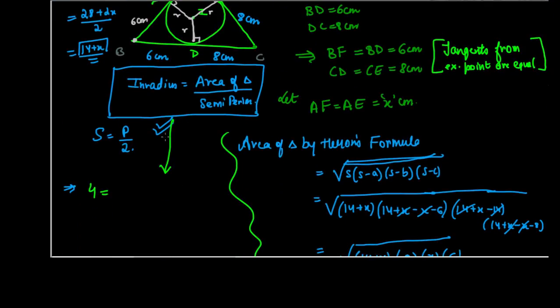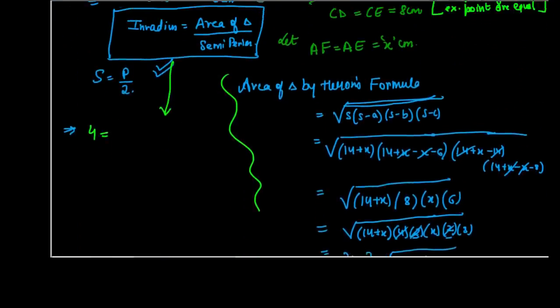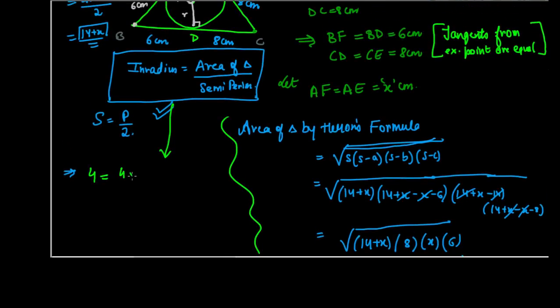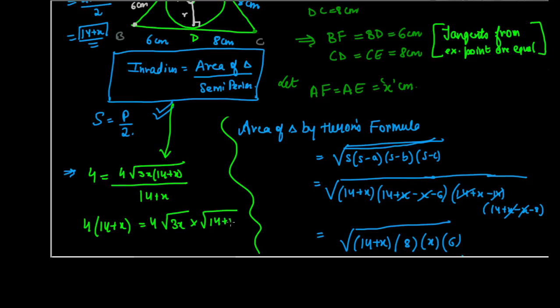4 is equal to, what's the area of the triangle? 4 root over 3x into (14 plus x), by (14 plus x). Right? Easy. Now take this here. 4 into (14 plus x) is equal to 4 into root over 3x into root over (14 plus x). Can I write it like this?